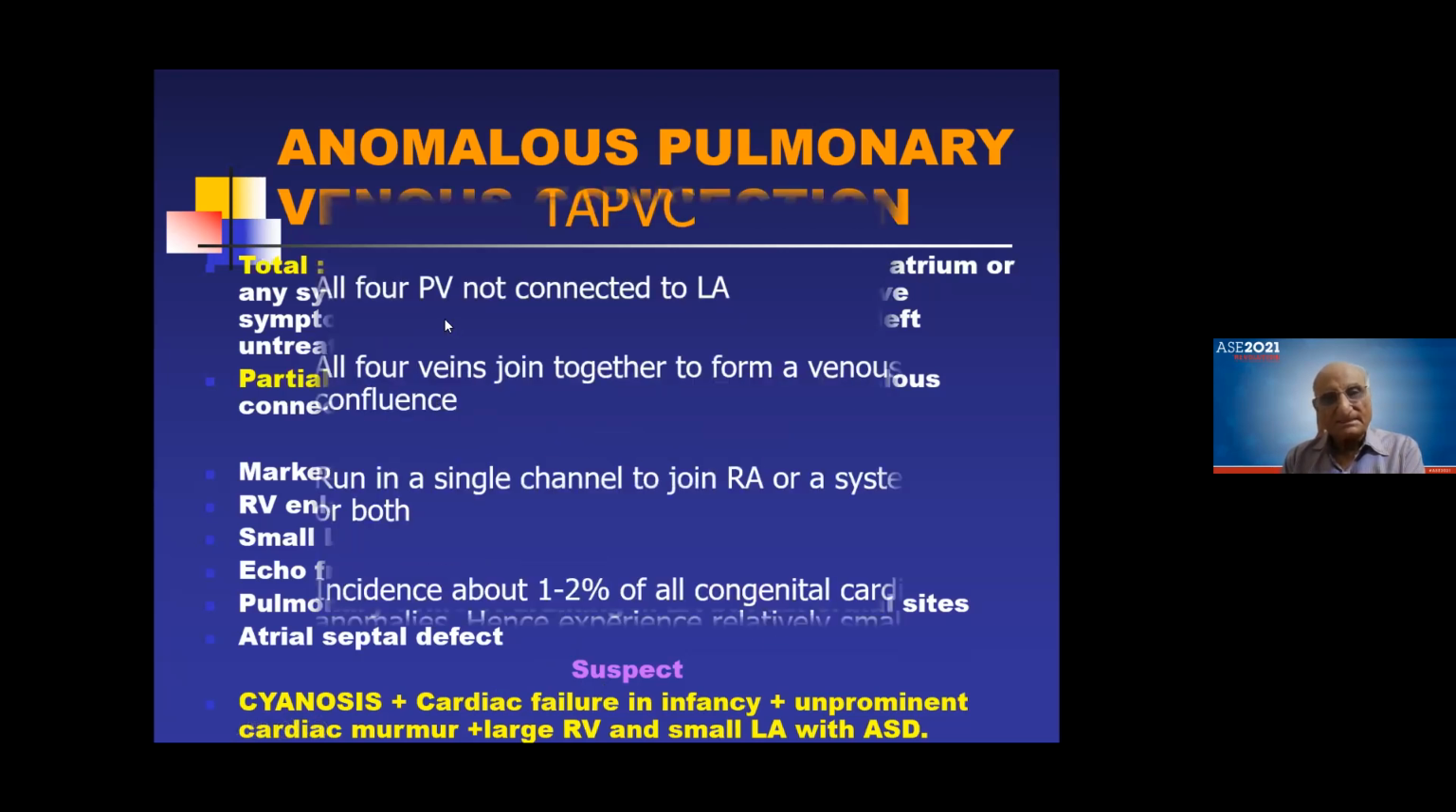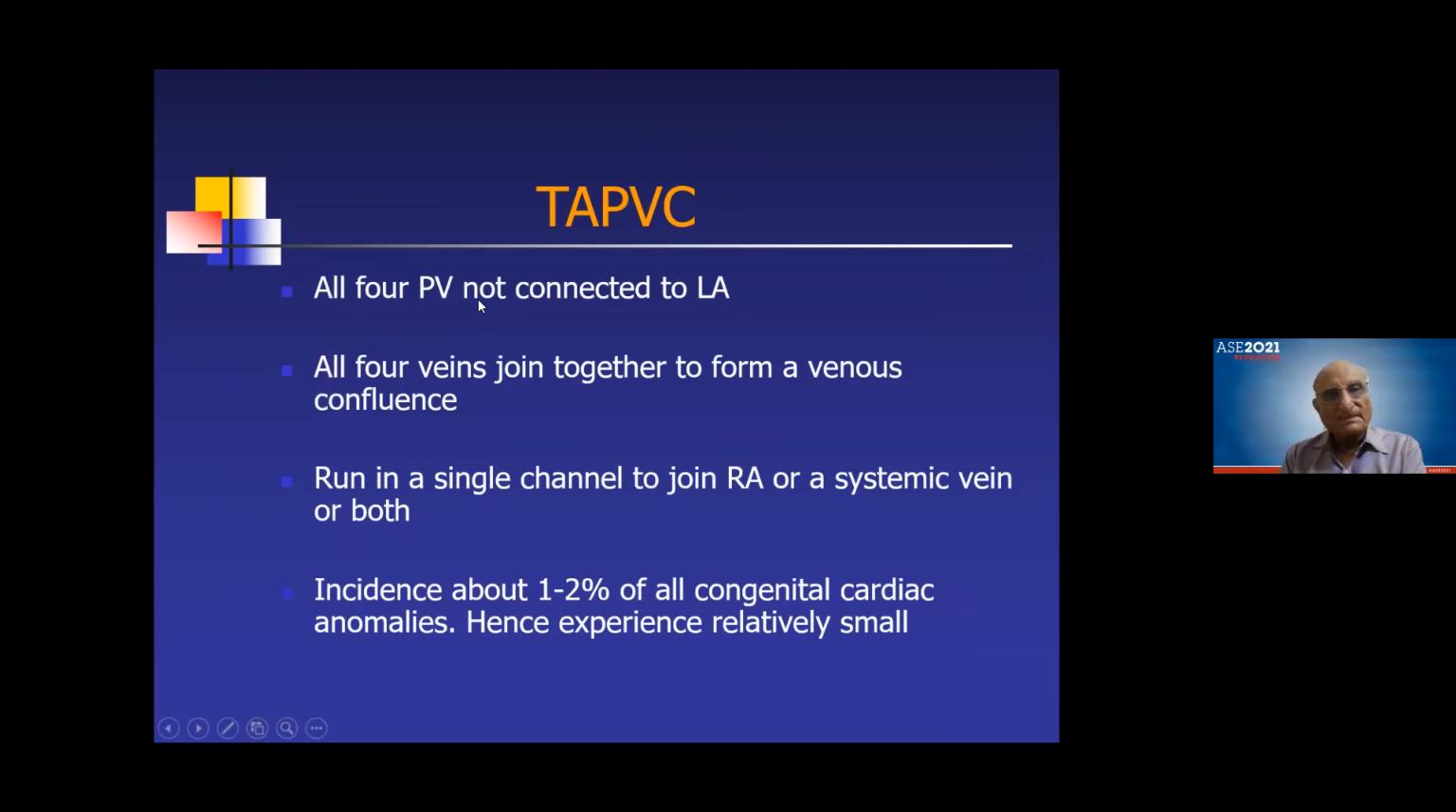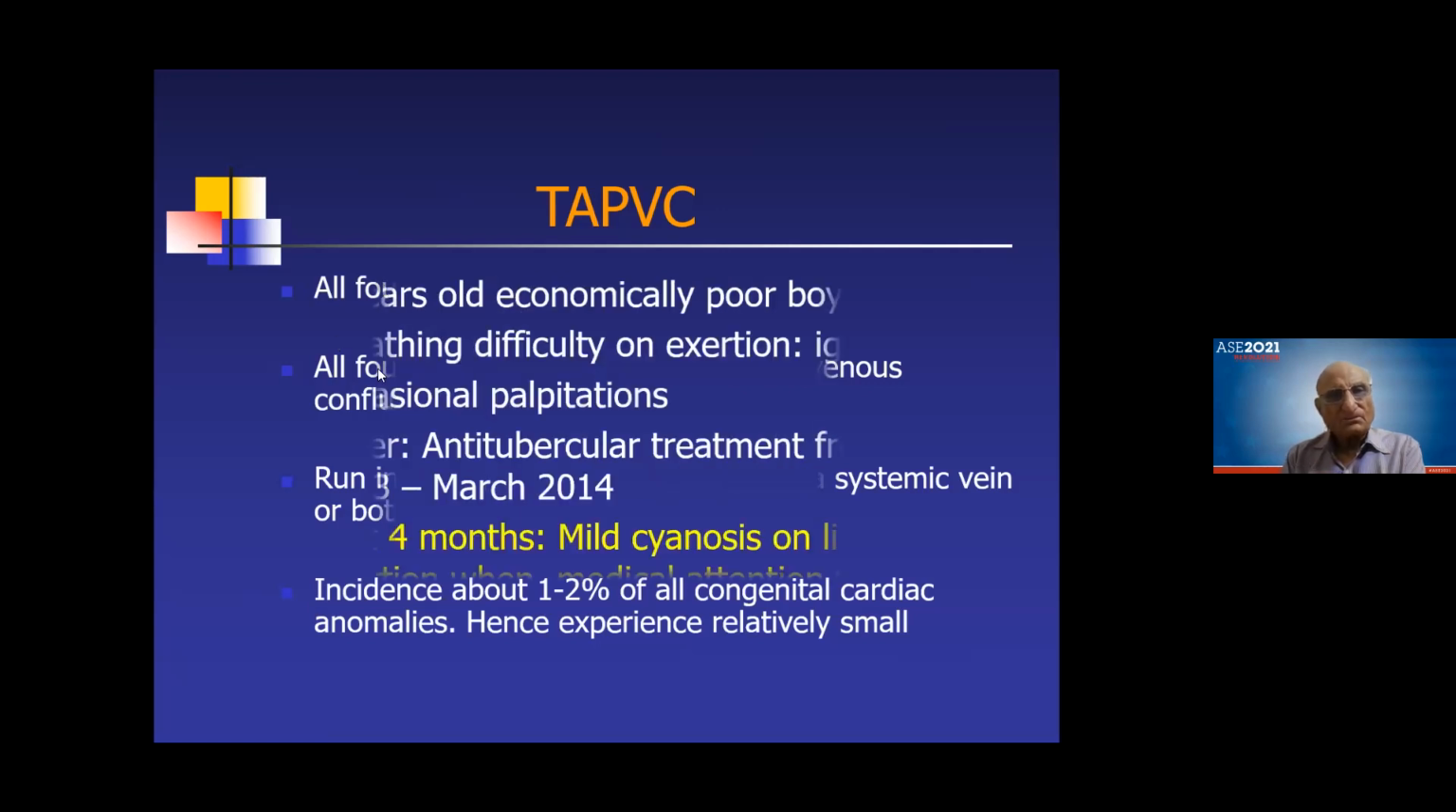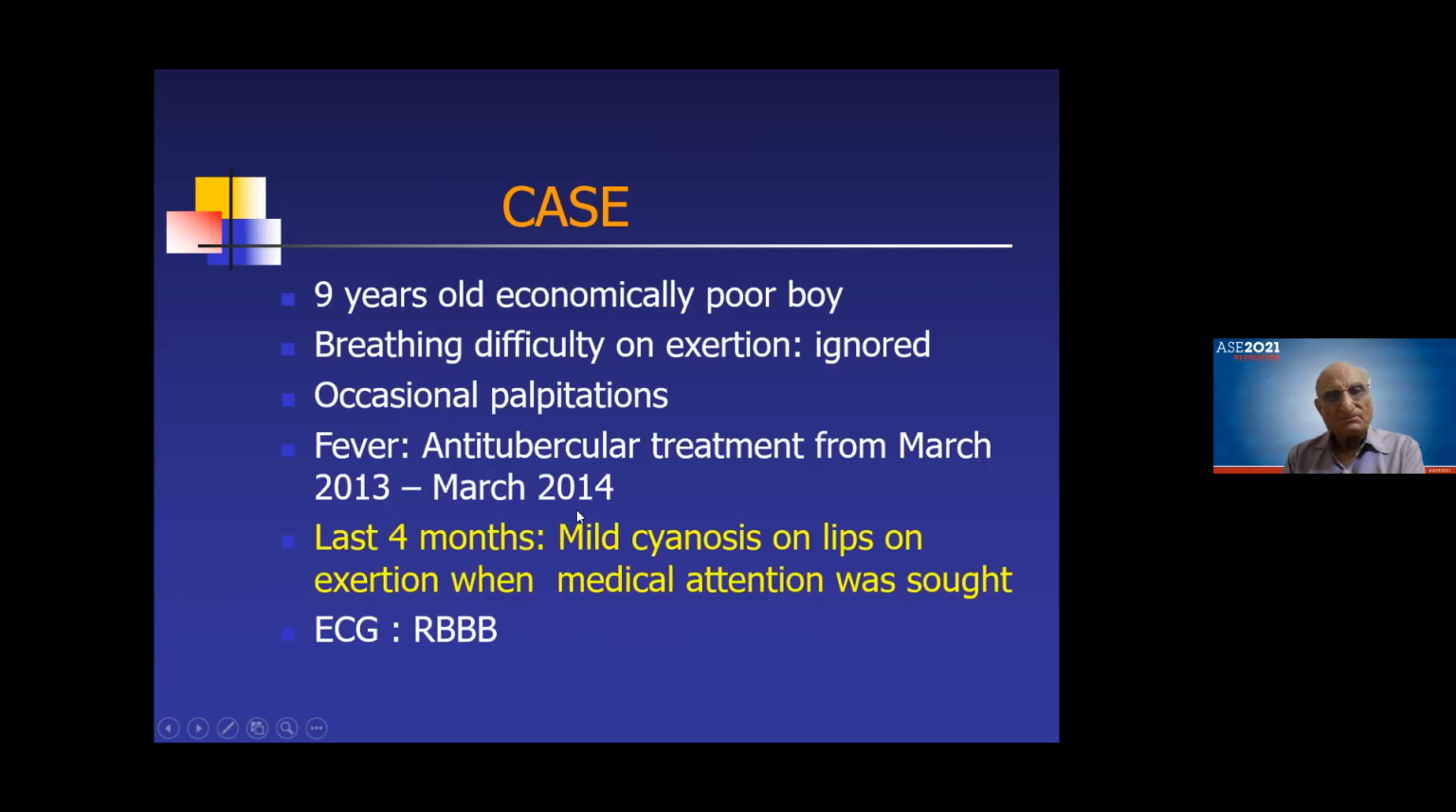Now you see here, all pulmonary veins are not connected to the LA, total anomalous. All pulmonary veins join together to form a venous chamber. This venous chamber is connecting into the right atrium. Now the incidence is very low. So this was a 9-year-old child who came to us many times before also, but for the last 4 months he had mild cyanosis on exertion, and when medical attention was sought, he had an RBBB.